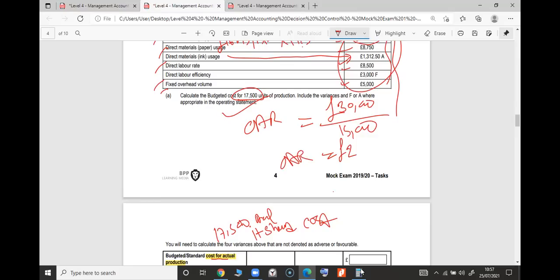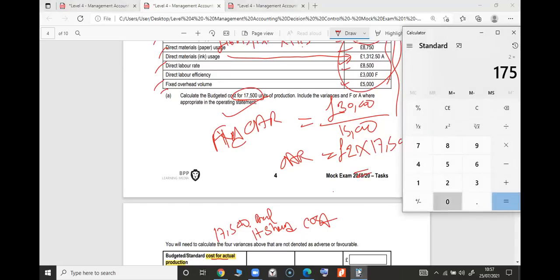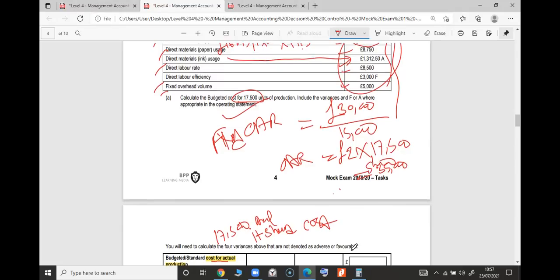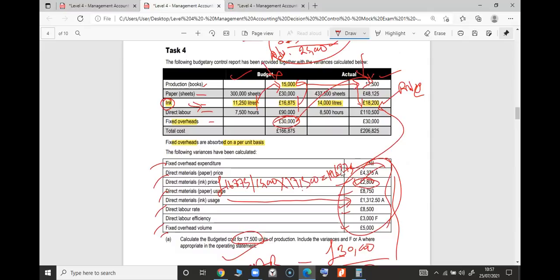I'm doing fixed overhead absorption, fixed cost. So for 17,500, how much should it cost you? It should cost you 2 times 17,500, which is 35,000. Thank you, Maha. 35,000. How much did it cost you? Should cost, we found it. Did cost is given anyway. I'm highlighting it for you. Can you see this 30,000? Good or bad? Are you happy or not?